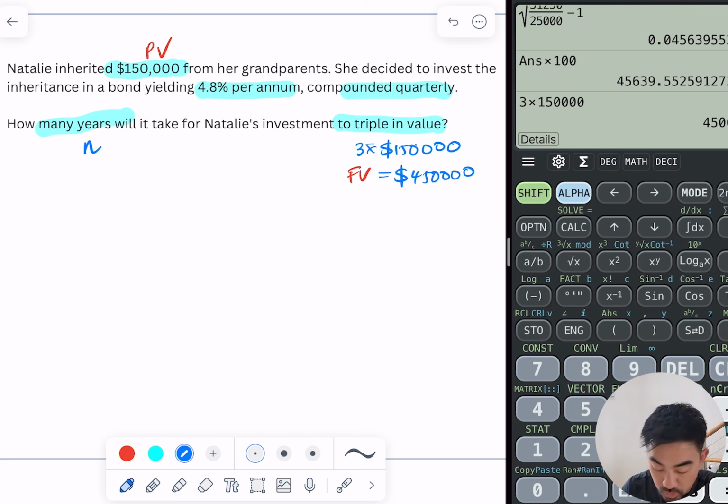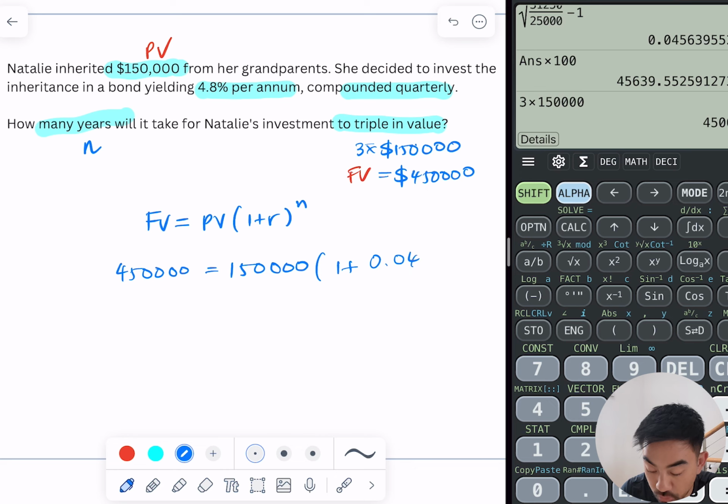Okay, so let's put it in the formula, writing out again: FV equals present value times 1 plus r to the power of n. My future value here is 450,000, which is equal to my present value of 150,000, times 1 plus 0.048, so it's 4.8% as a decimal. But since it's compounded quarterly, I need to divide by 4. So all over 4, to the power of n. Okay, so I'm going to start with that there.